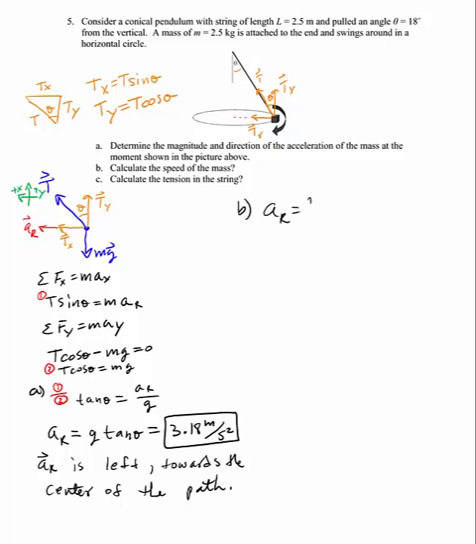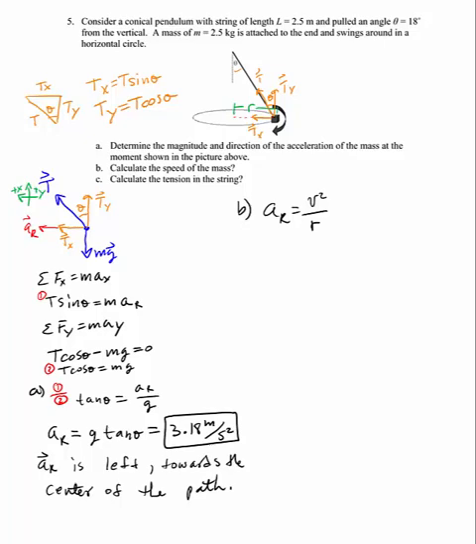Well, a radial is v squared over r, and I'm given r here. R is from the center of the path to the mass. R is given. R is not given, actually. R is that distance there, so I have to find r.